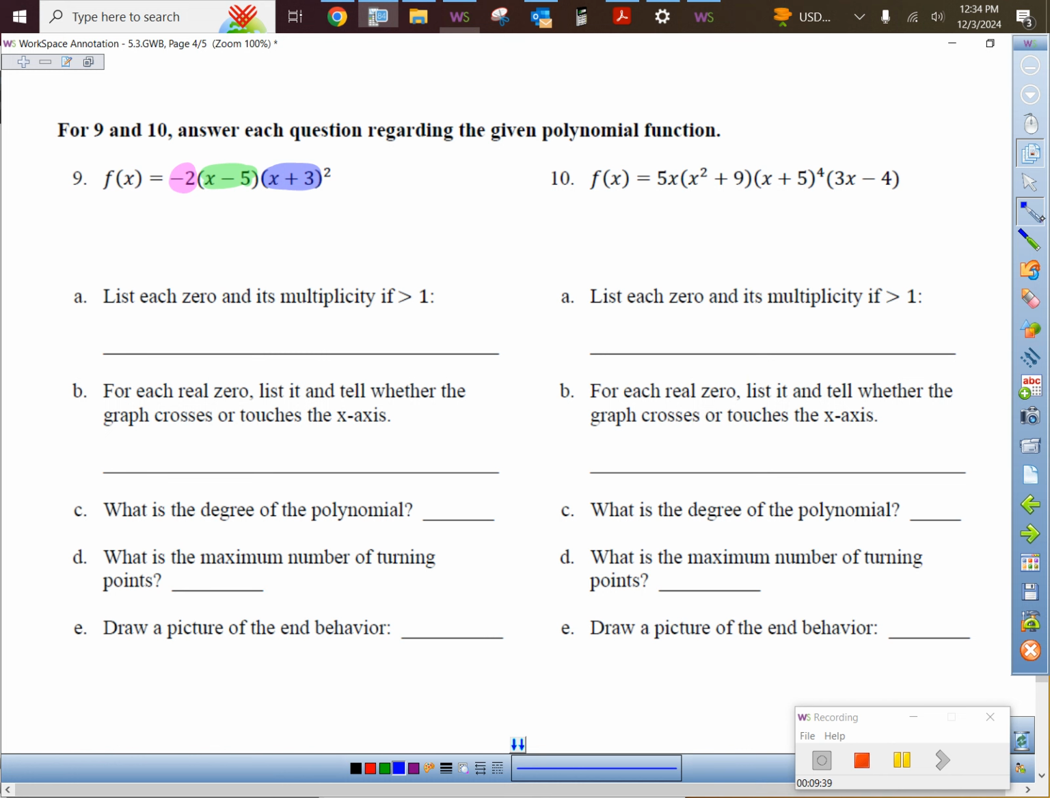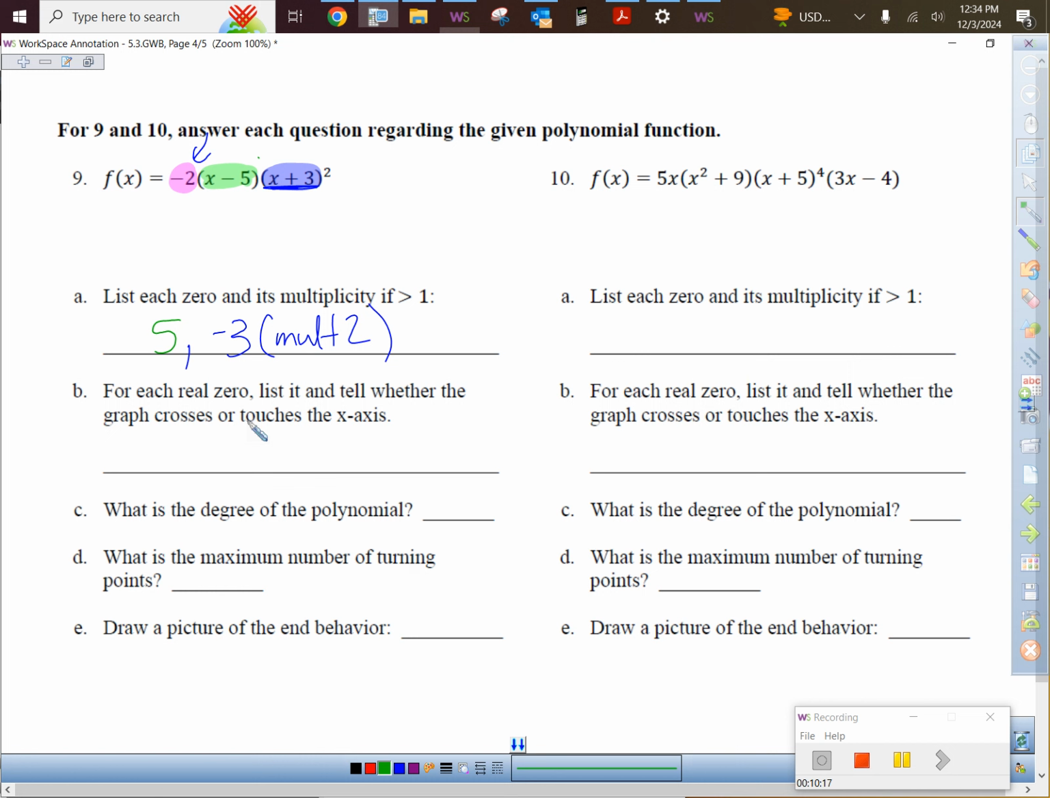The pink one doesn't matter one bit because it doesn't have x's with it. It is just a constant. It has no x's. So everything that makes this 0, 5 is a 0. It doesn't have any multiplicity bigger than 1 because that parentheses is being raised to the first power. The blue one, -3 is a 0, but it has multiplicity of 2. So we always throw that in parentheses after that, meaning -3 is a 0 twice because that is a point of tangency.